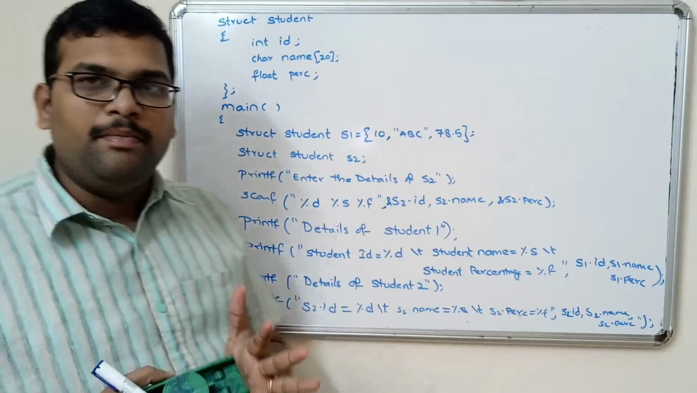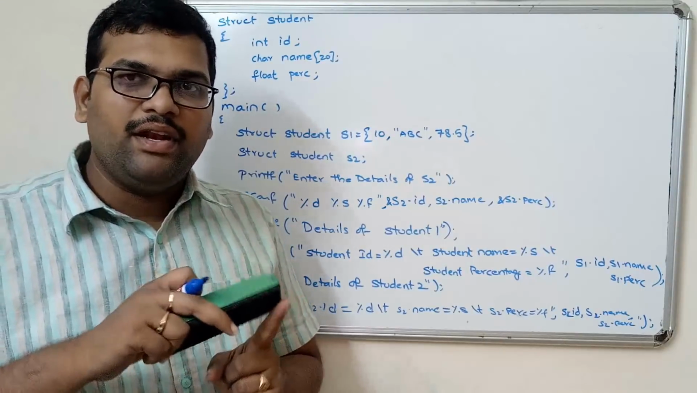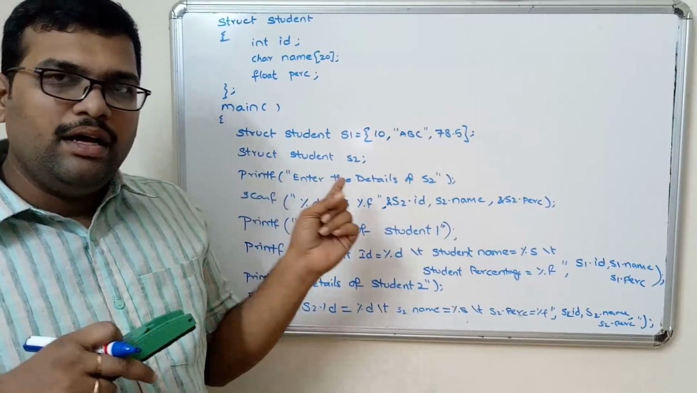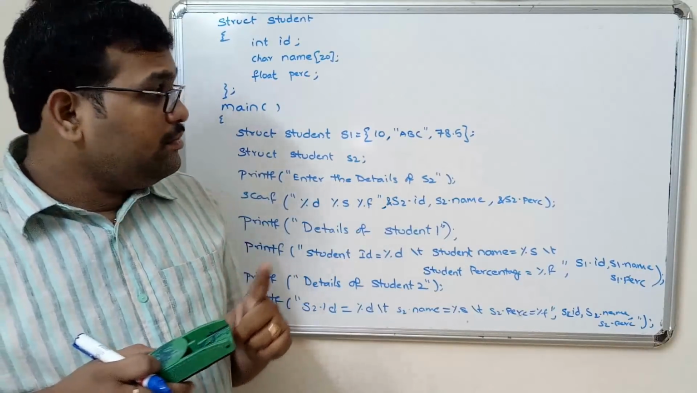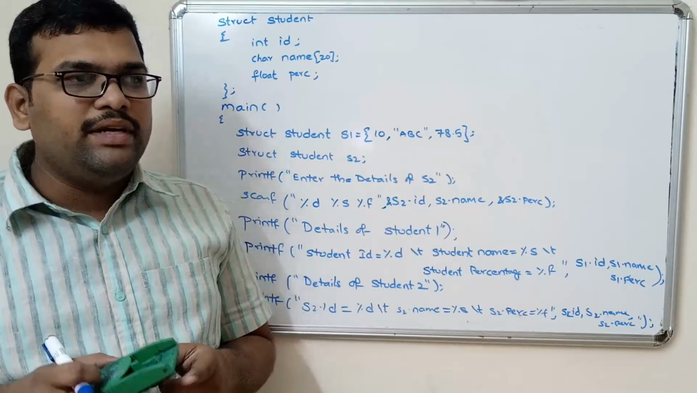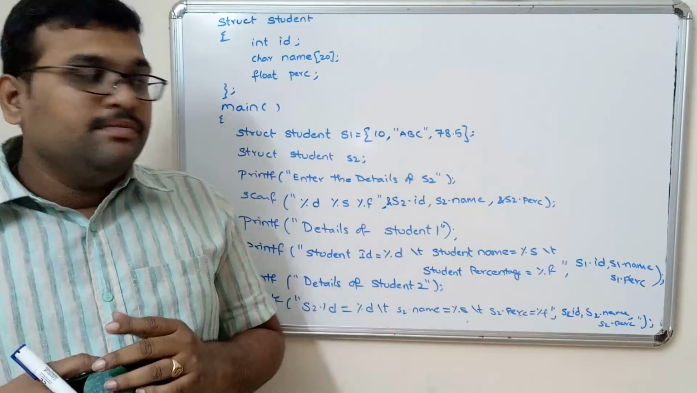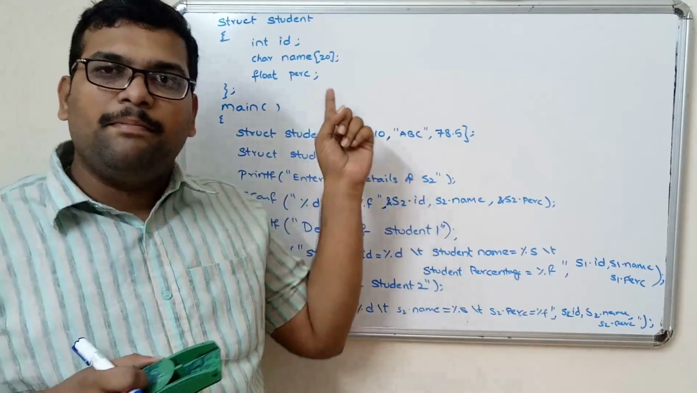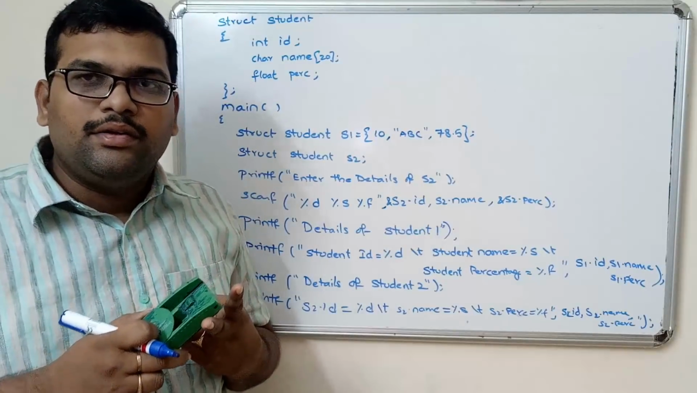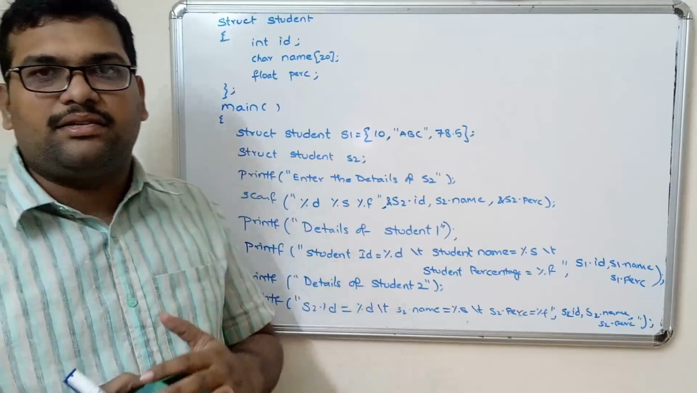So two points should be remembered. One is that the structure can be declared anywhere in the program, even outside the main function, and the structure variables will be declared inside the main function. The structure tag name is an optional thing. In order to declare more structure variables in the program, we have to use the tag name. And to access the members of a structure, we require the structure variable and the dot operator.